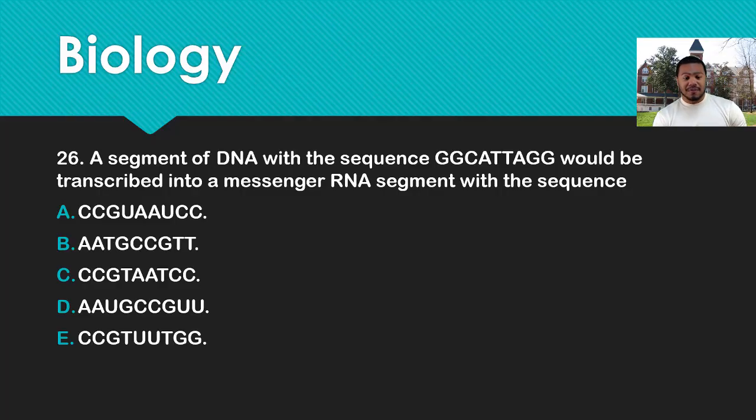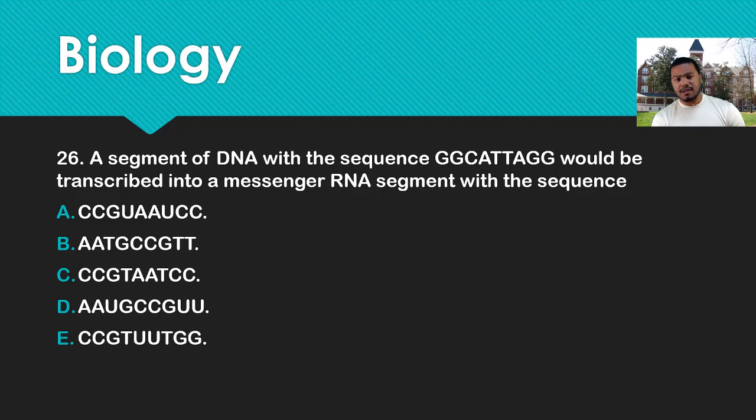The biology question. A segment of DNA with the sequence G, G, C, A, T, T, A, G, G would be transcribed into a messenger RNA segment with which of the following sequences? Is it choice A, B, C, D, or E? When we look at a question like this, one of the key themes you're going to see throughout any type of standardized testing is looking for questions that have direct outliers or things that you can exclude.